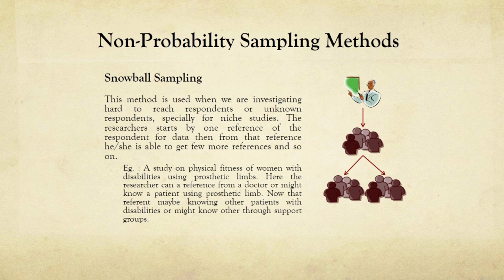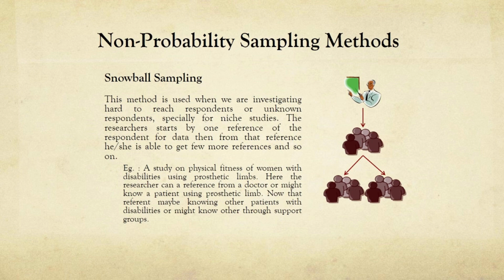And your sample number increases till a point that you reach your data saturation. Data saturation is when you start getting similar answers, similar responses. So that is the point where your data is saturated, and that is exactly the point where you stop your sampling in snowball sampling. So this is where we end with different types of sampling methods.